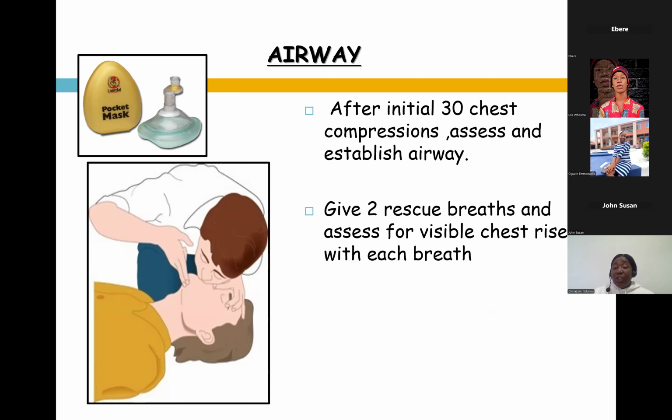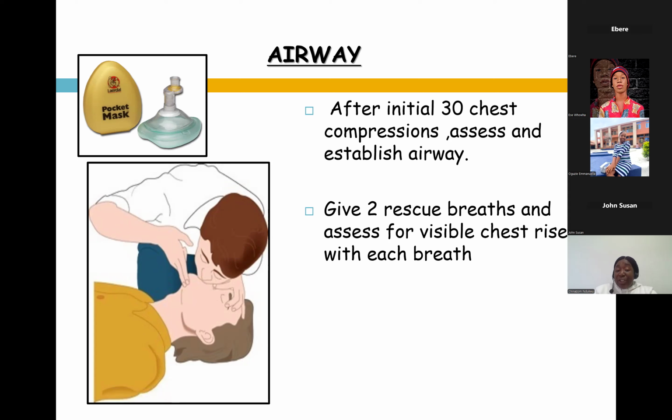If the person is still not breathing, then establish the airway by pulling. You see on this picture, this person is pulling the chin up. This is just to establish the airway, to make the airway clear enough. Then you can give 2 rescue breaths.